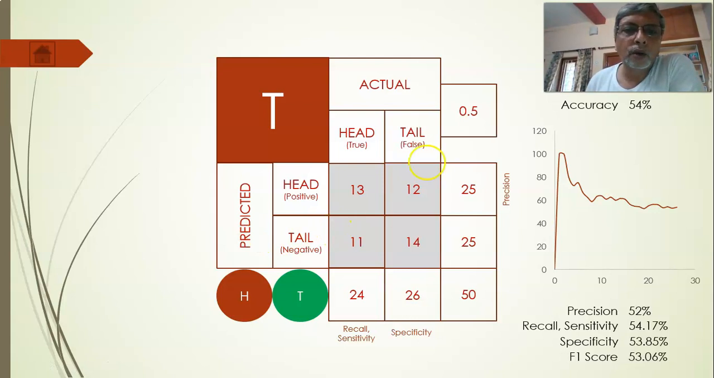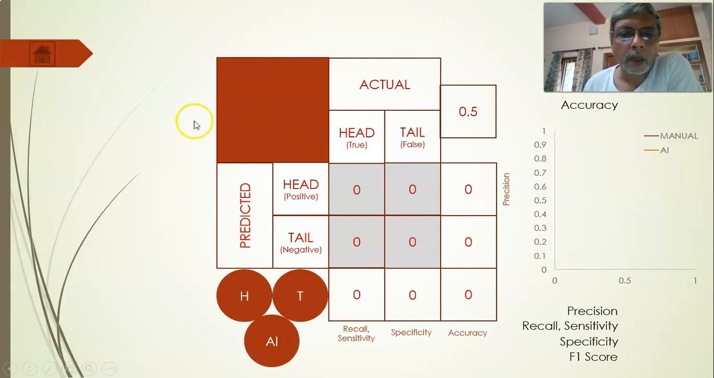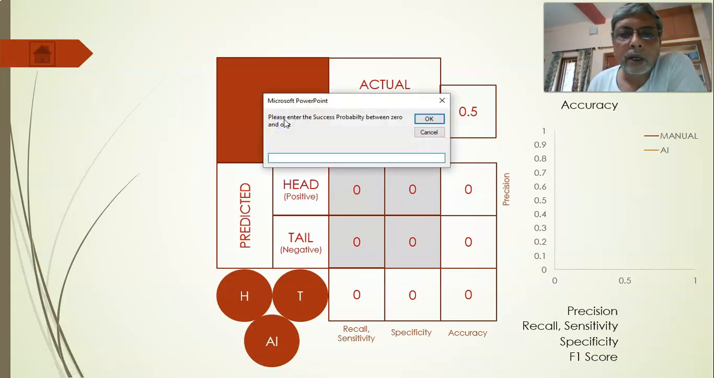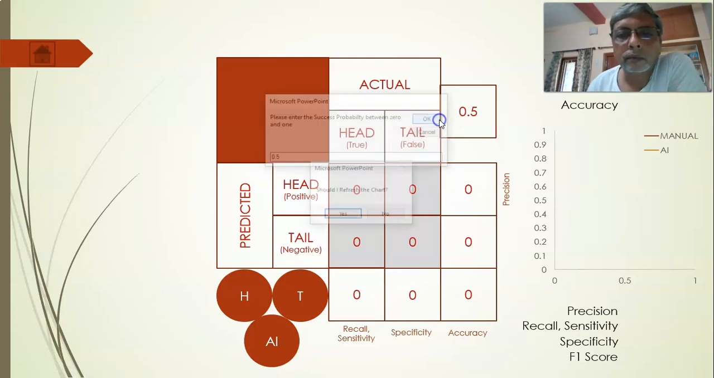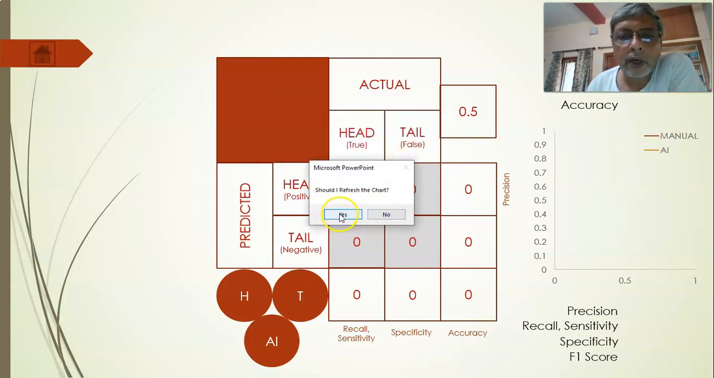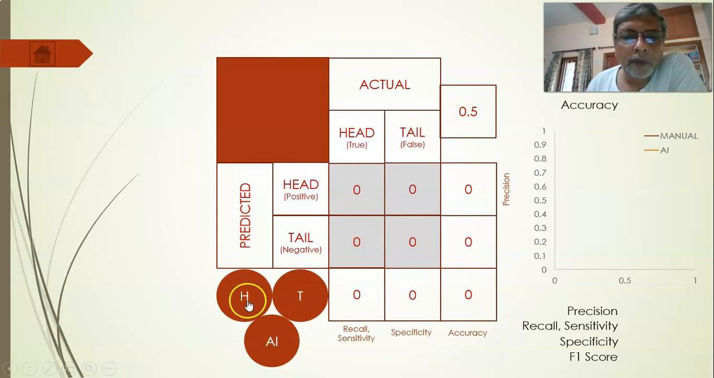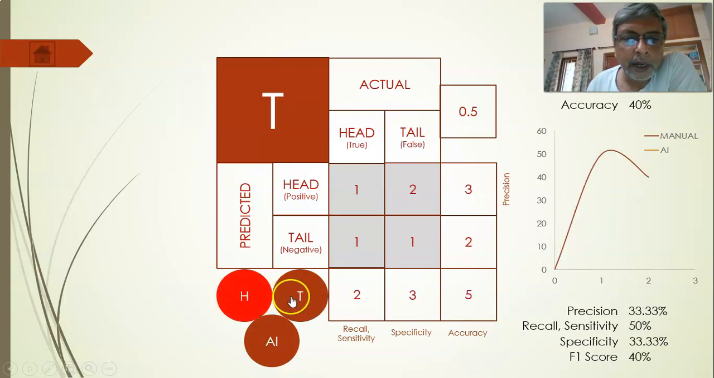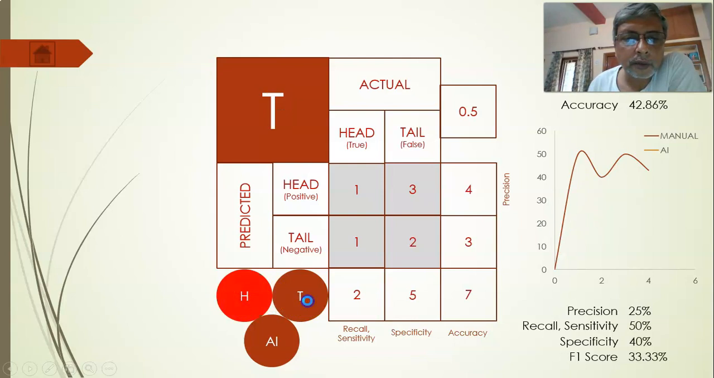Now I'll go for artificial intelligence. So I have added a button AI. Let me refresh. I'll set the probability as 0.5 and I refresh the chart. And let me first do it manually. I don't know whether the coin is biased or unbiased, so I'll be predicting randomly, maybe 50 tosses.